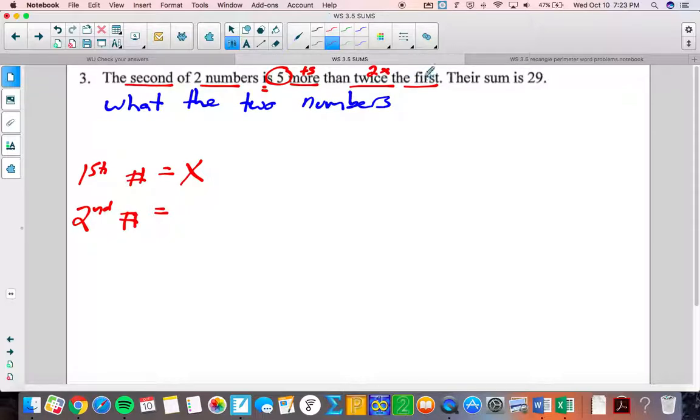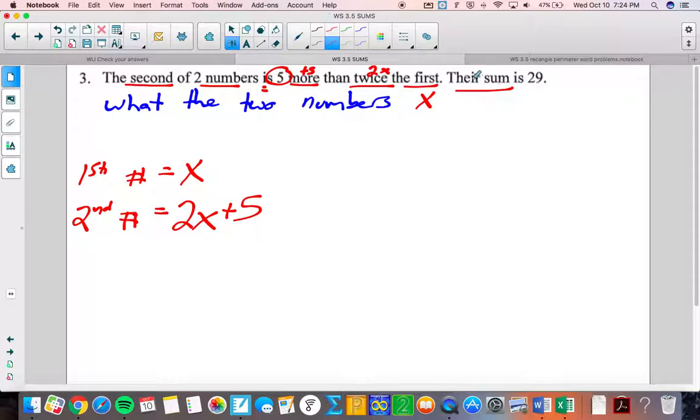So I have to take the first number, which I'm calling x, and double it, take twice it, and then I have to tack on 5. And that's how I get the value of the second number. It might be a little bit weird, but with practice this will get easier and easier.